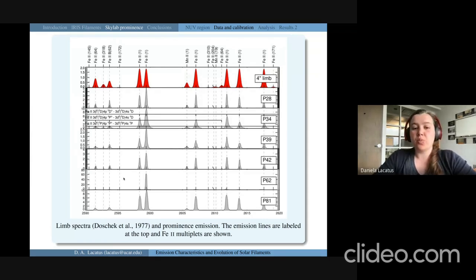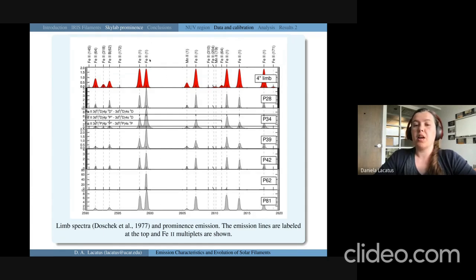Here I'm showing a small spectral range close to the resonance lines of iron-2. At the top, I am showing the limb spectra from the hole obtained at 4 arcseconds above the limb, which we are using as reference because at 4 arcseconds above the limb we don't have any other activity, and this is a so-called clean spectra that we can compare our intensities to. Then I'm showing the recovered intensities for the different prominences.